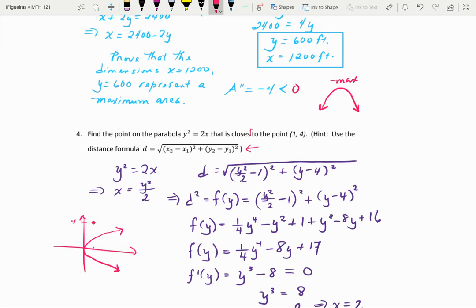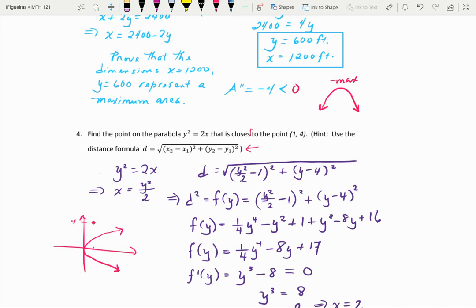Similar to our other problems, we do have a constraint. The constraint is the equation itself. So y squared equals 2x. So again, you can solve for y or you can solve for x, but I would probably avoid solving for y, because if you do solve for y, you're going to end up with the square root of 2x. And then you'd have to work with a radical, and that just gives you a little bit more work to do in terms of derivatives. So I'm actually going to solve for x instead.